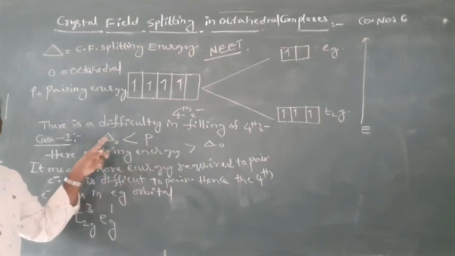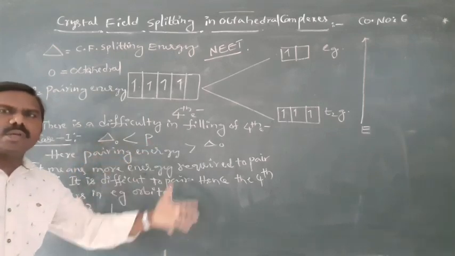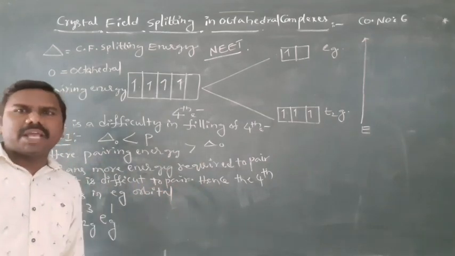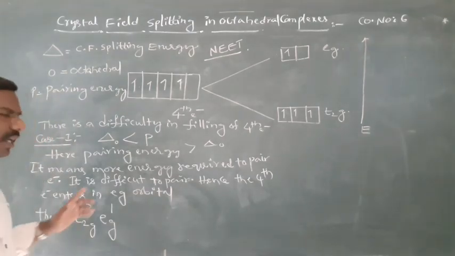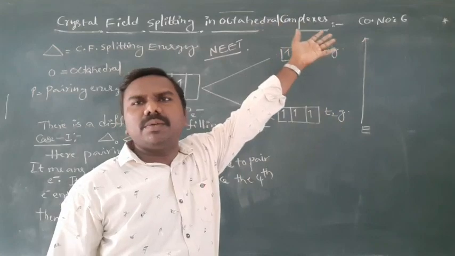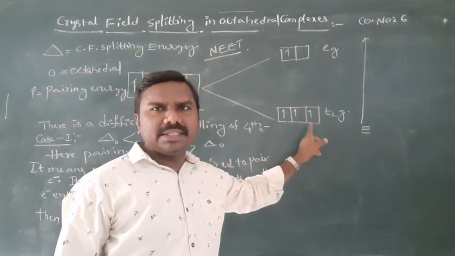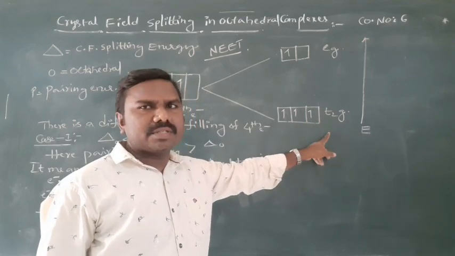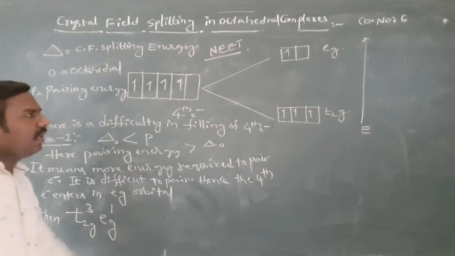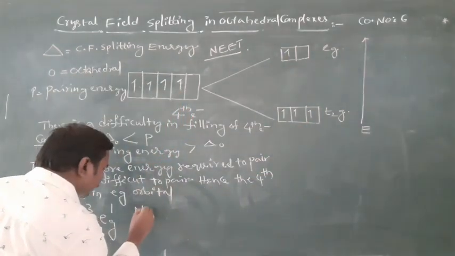Pairing energy more than splitting energy, or splitting energy less than pairing energy, indicates more energy is required to pair up the electron. That's why it is very difficult to pair the electron in the lower level. That's why the electron enters into the eg after filling the t2g by single electrons. Then the configuration is t2g3 eg1. Here no pairing takes place.